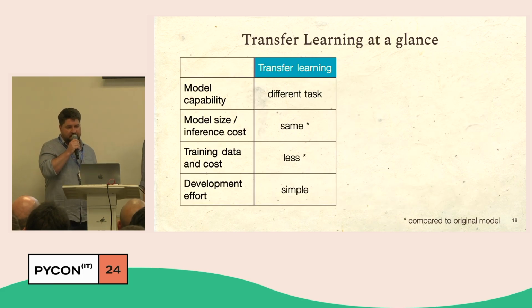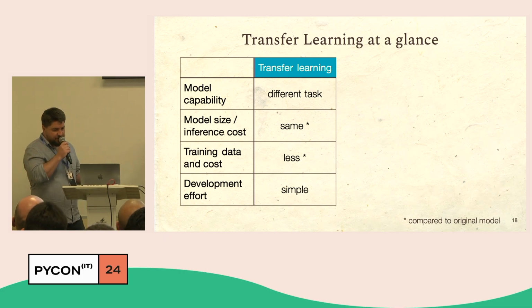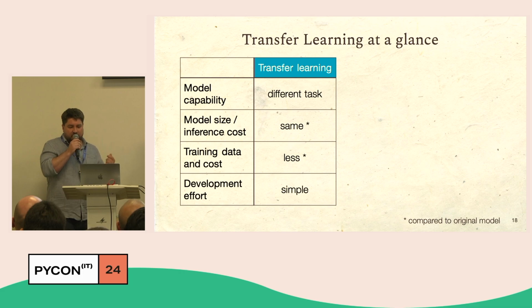So, transfer learning at a glance. We're adapting a model to a different task. The way we do it means that the model size stays roughly the same, also the inference cost stays roughly the same, but we can get away with much, much less training data and training cost usually. And as you will see when you look at the notebook and run it by yourself, the development effort is really small due to good library support, so it's a pretty simple technique to try.